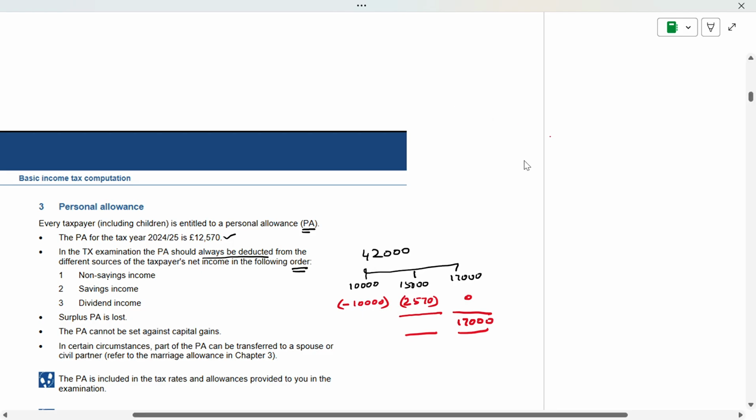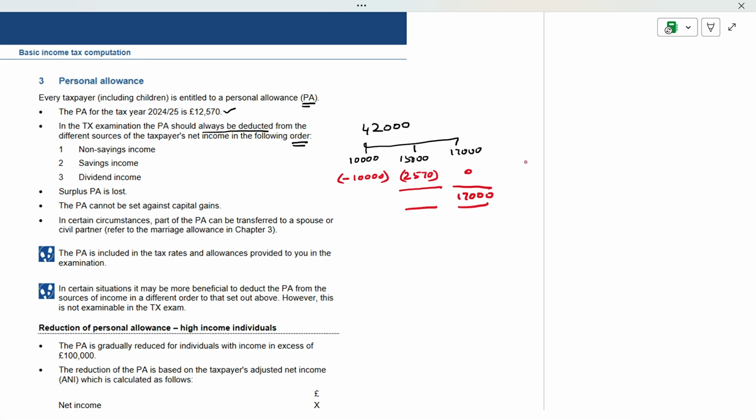In the sequence order, first you have to give priority to non-savings, savings and then dividends. If there is any surplus personal allowance, because your income is less than 12,570, then we are not going to reclaim it. We cannot carry it forward. The personal allowance cannot be set against capital gains.